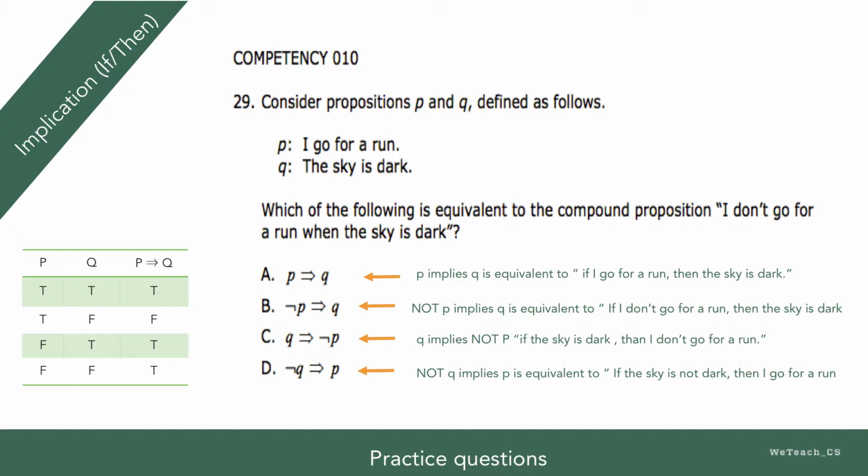C is the correct answer as it's equivalent to if the sky is dark, then I do not go for a run. A is incorrect because P implies Q is equivalent to if I go for a run, then the sky is dark. B is incorrect because not P implies Q is equivalent to if I do not go for a run, then the sky is dark. And D is also incorrect because not Q implies P is equivalent to if the sky is not dark, then I go for a run.